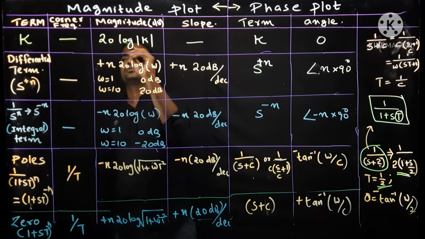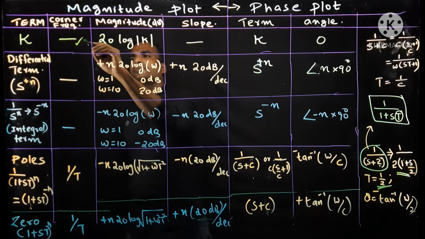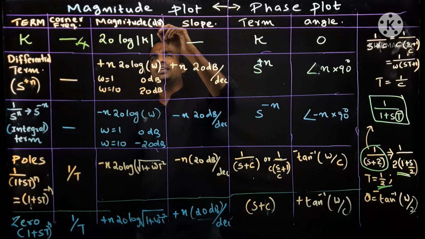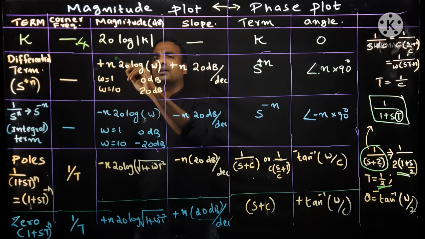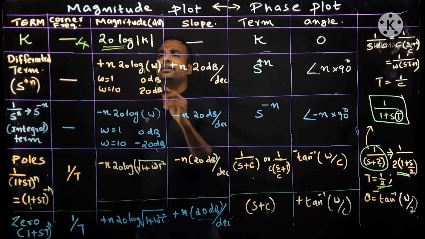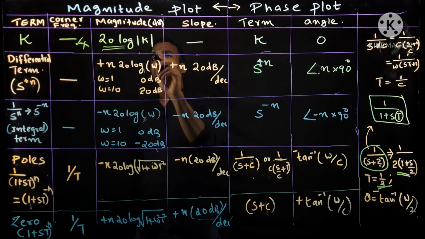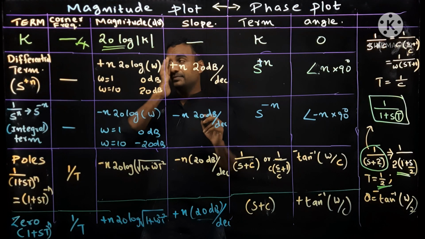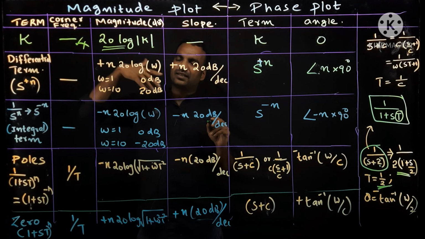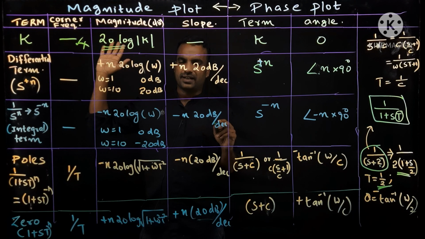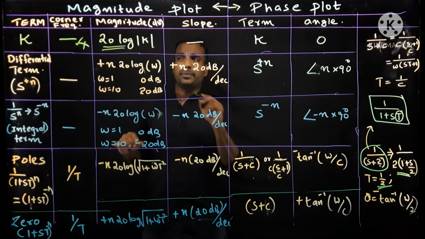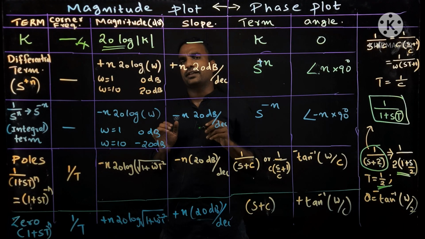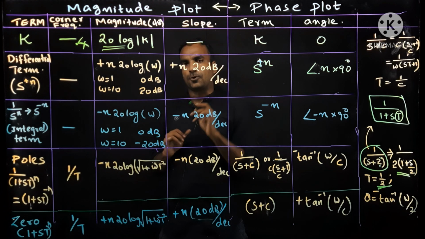Okay, so this does not have any corner frequency, no corner frequency, and its magnitude we have to convert to dB. For converting to dB, we have to multiply with 20 log. So 20 log into magnitude will give the magnitude of this term in dB. K itself is a constant, so if it is not in dB, there is no need to take its magnitude. But in order to convert to dB, we have to take 20 log of that k. And as it is a constant term, it will not have any slope.